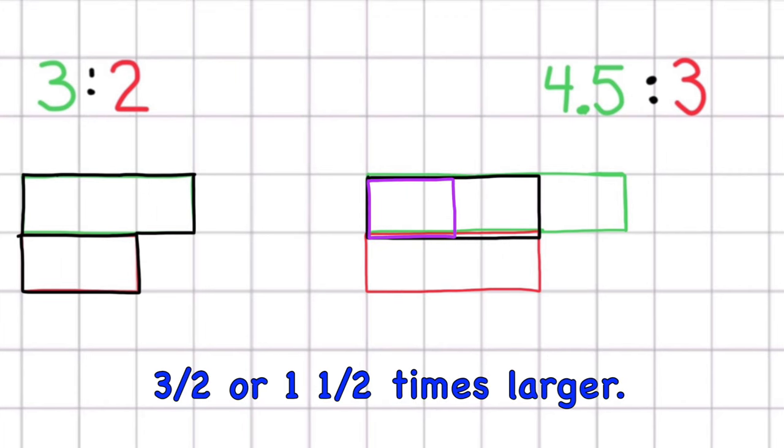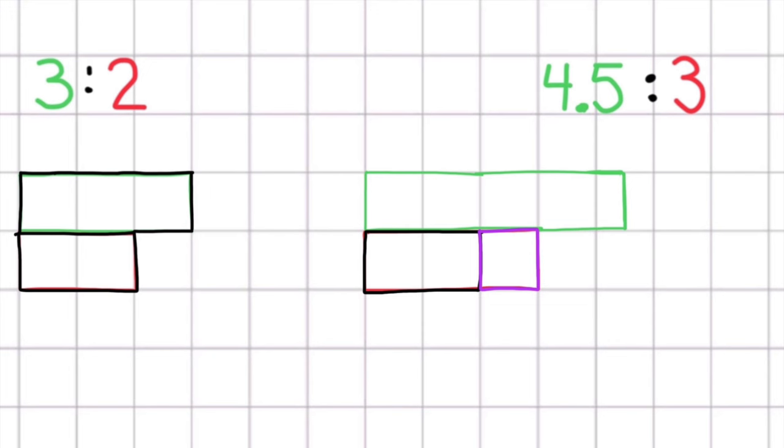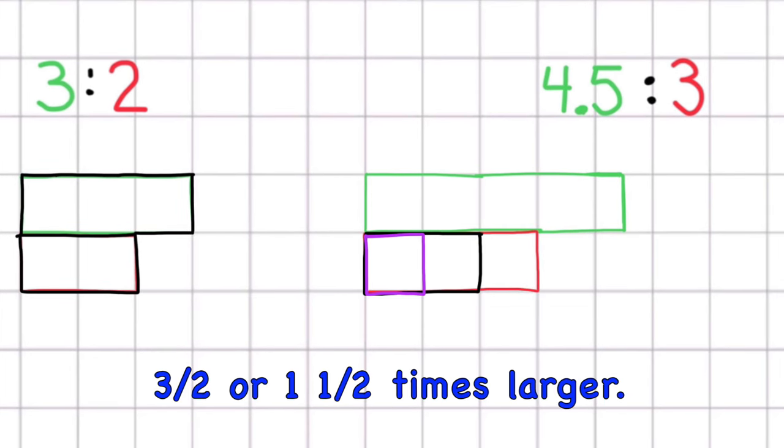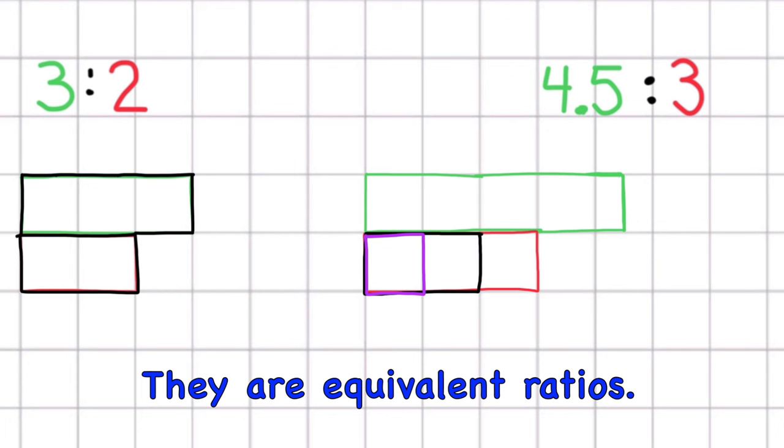This illustration shows that 3/2 is the same as 1.5, and it also shows that 4 and 5/10 is 3/2, or 1.5 times larger than 3. This illustration also shows that 3 is 3/2, or 1.5 times larger than 2. Since 3 times 1.5 equals 4 and 5/10, and 2 times 1.5 equals 3, they are equivalent ratios.